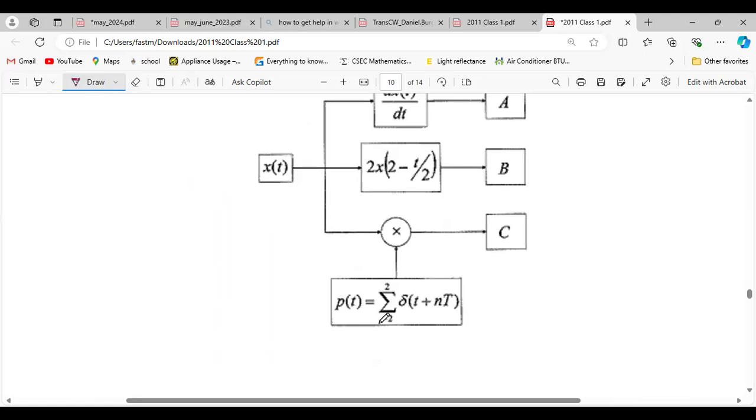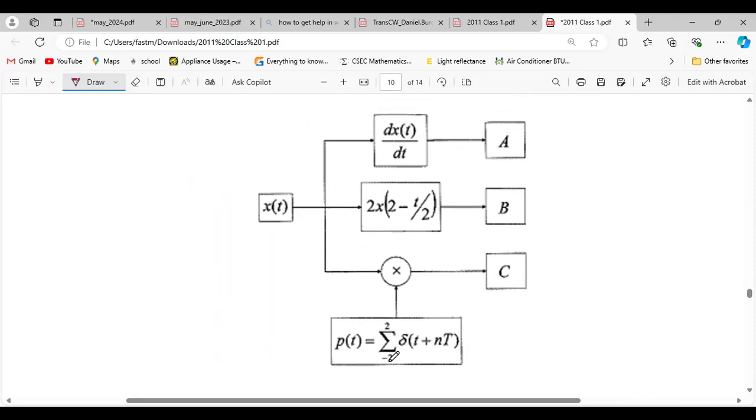Anytime you see this sum from minus 2 to 2 of this, it's just a pulse stream. And we just learned that when you multiply a pulse stream by something, it will just pick out the value at that specific pulse interval, right? So don't get shocked when you see this. And going from minus 2 to 2, right?